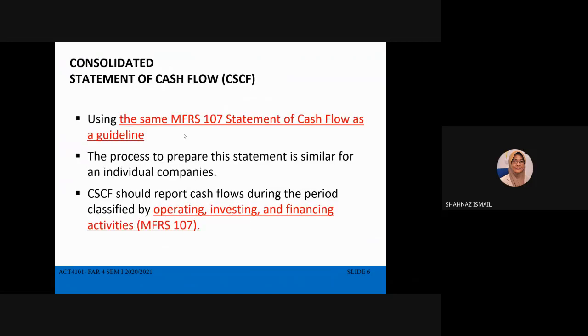So for statement of cash flow, we will be preparing the statement of cash flow using MFRS 107, which is statement of cash flow, as a guideline.